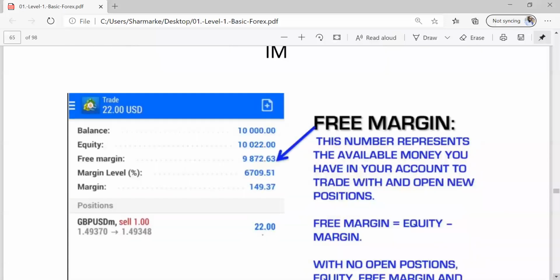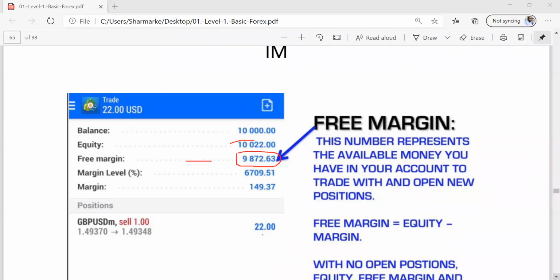Here we see free margin. This number represents the available money you have in your account to trade with and open new positions. It's always very important. If this free margin goes down and down, it sometimes reaches a point where you cannot order, you cannot buy or sell. So free margin is equal to equity minus the margin. That's the way it works.